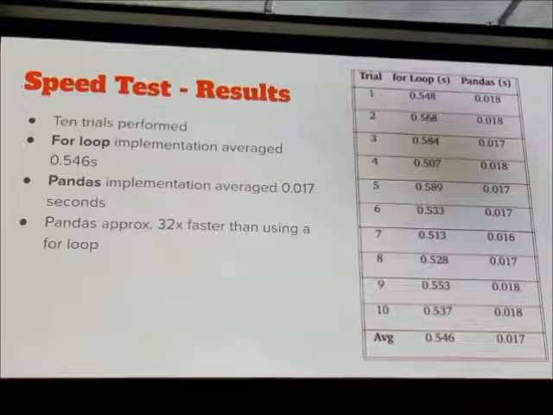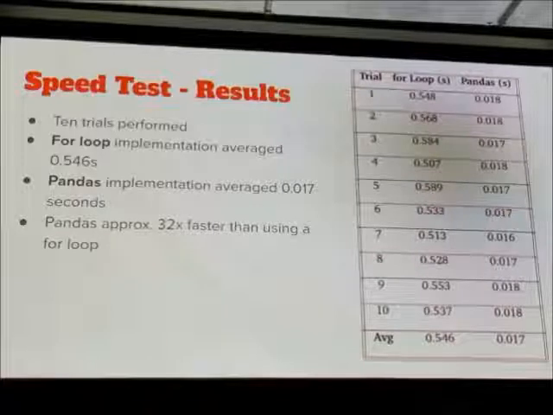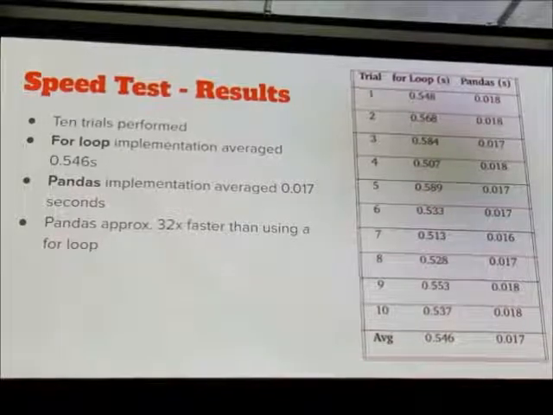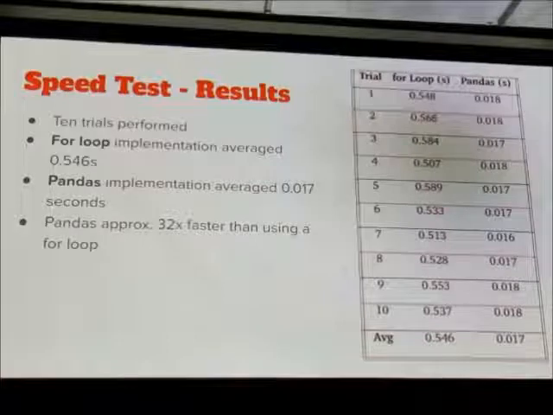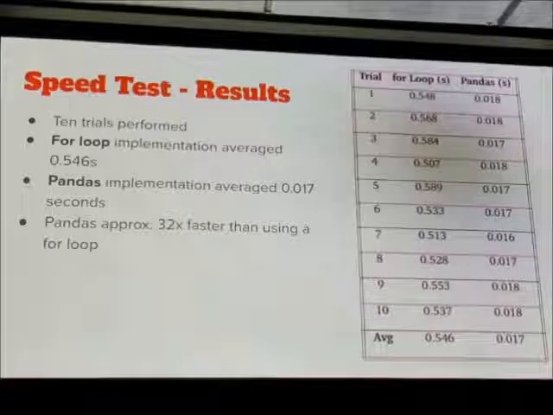And the results of this, for 10 trials and averaging them: the for loop took about 0.546 seconds, and pandas did it in 0.017, which is a 32 times speed up for a million rows. A million rows of data is relatively large, but a scalar multiplication of a million row vector is pretty simple, and it's obviously very quick. So this proved to me that what we were doing at Mapton with vectorization was going to work, and it did work.